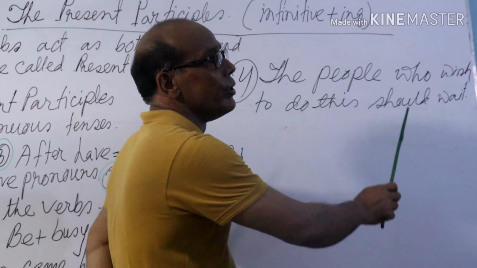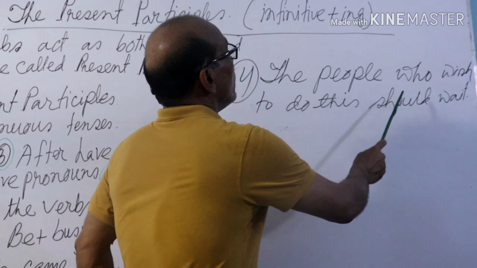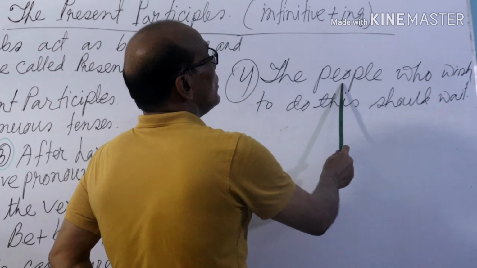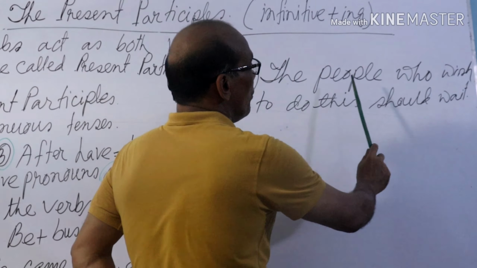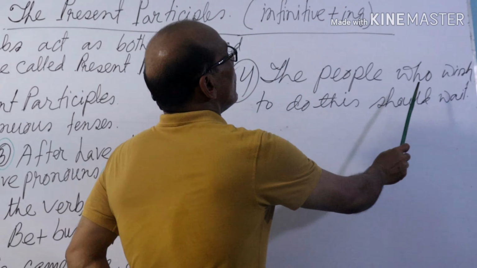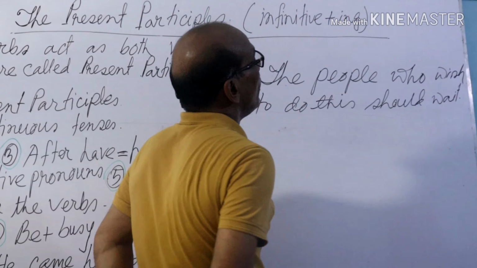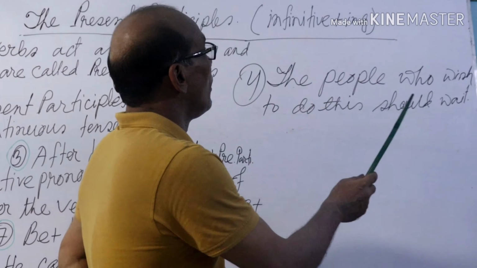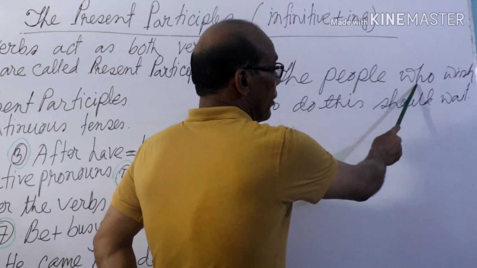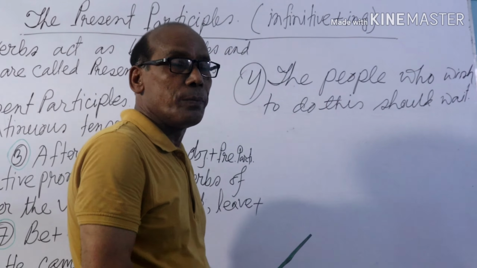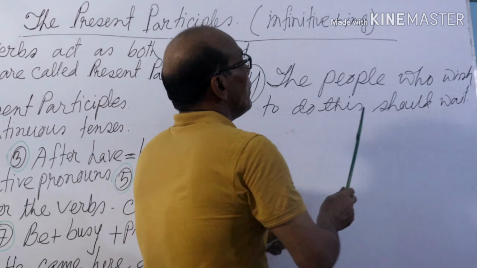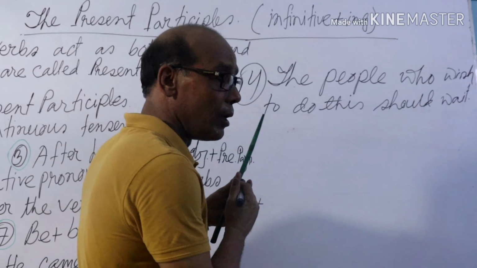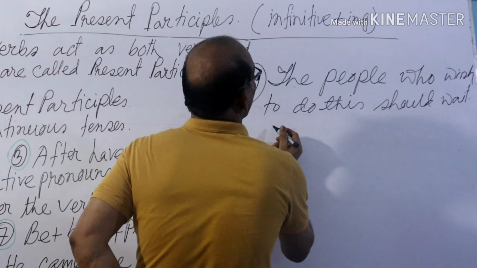Here, this who is a relative pronoun, and this relative pronoun indicates this antecedent, people. Who has been used here for people, so this is a relative pronoun, and we can replace a relative pronoun by a present participle. We can replace a relative pronoun by a present participle. Here, you look, please.